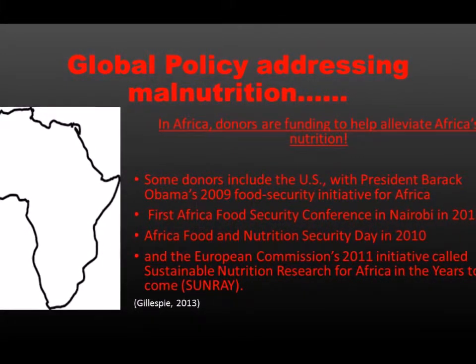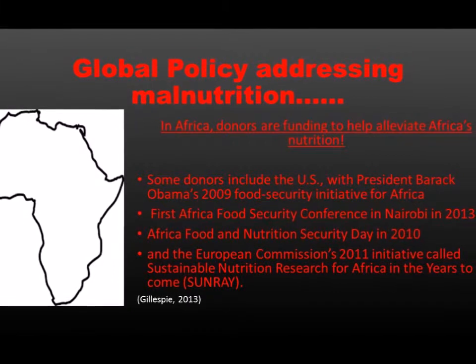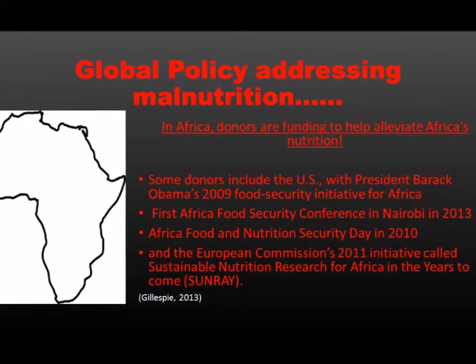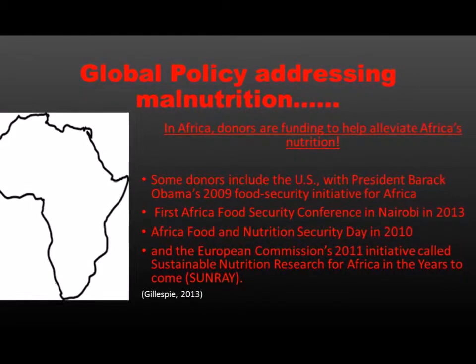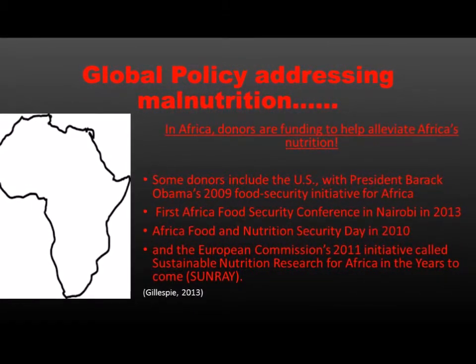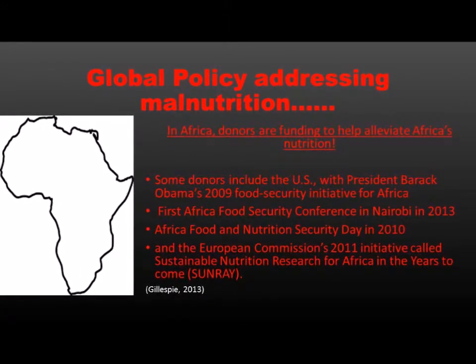There has been some global policy developed to addressing malnutrition on a global level. In Africa, for instance, donors are funding to help alleviate Africa's nutrition. Some of the donors include the U.S., with President Barack Obama's 2009 Food Security Initiative for Africa.